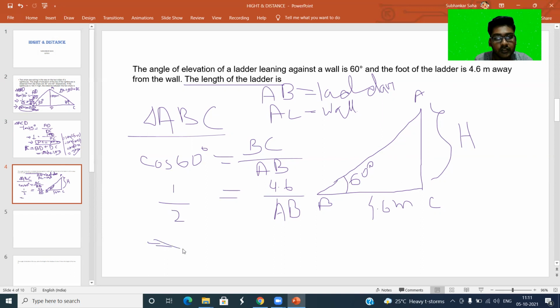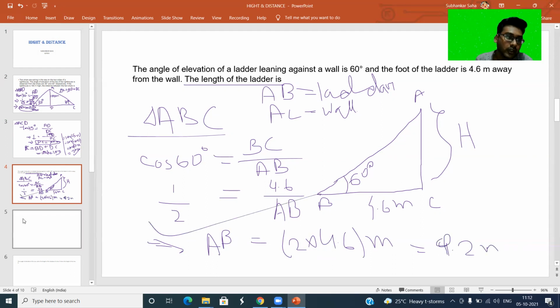So AB value is 2 into 4.6 meter, which is 9.2 meter. Okay. Next question. Easy.